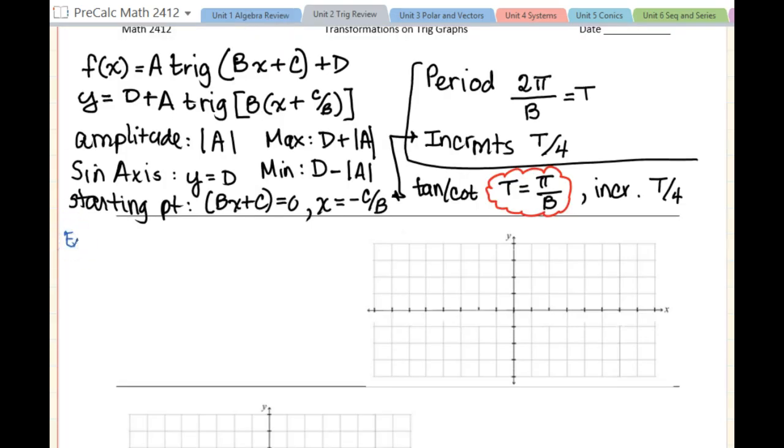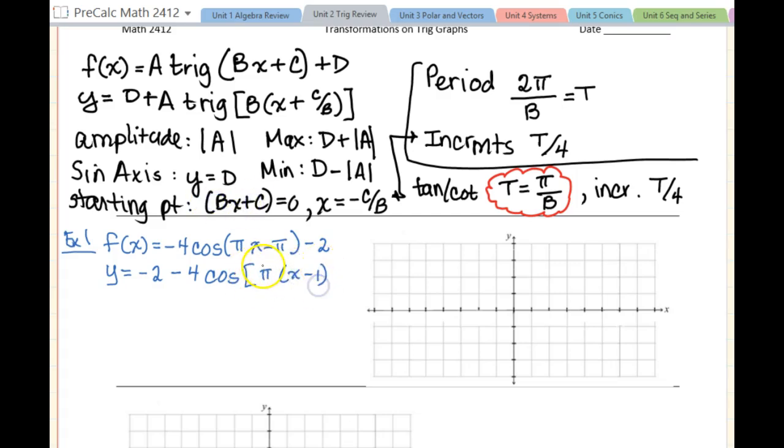So let's start off with example number 1. And let's say we have f of x is equal to negative 4 cosine of pi x minus pi, minus 2. Remember, we could have also written this as y is equal to negative 2 minus 4 cosine of pi times x minus 1. Remember, I did the distributive property, which will give me back my original parentheses. And so now we're ready to go find all of our information.